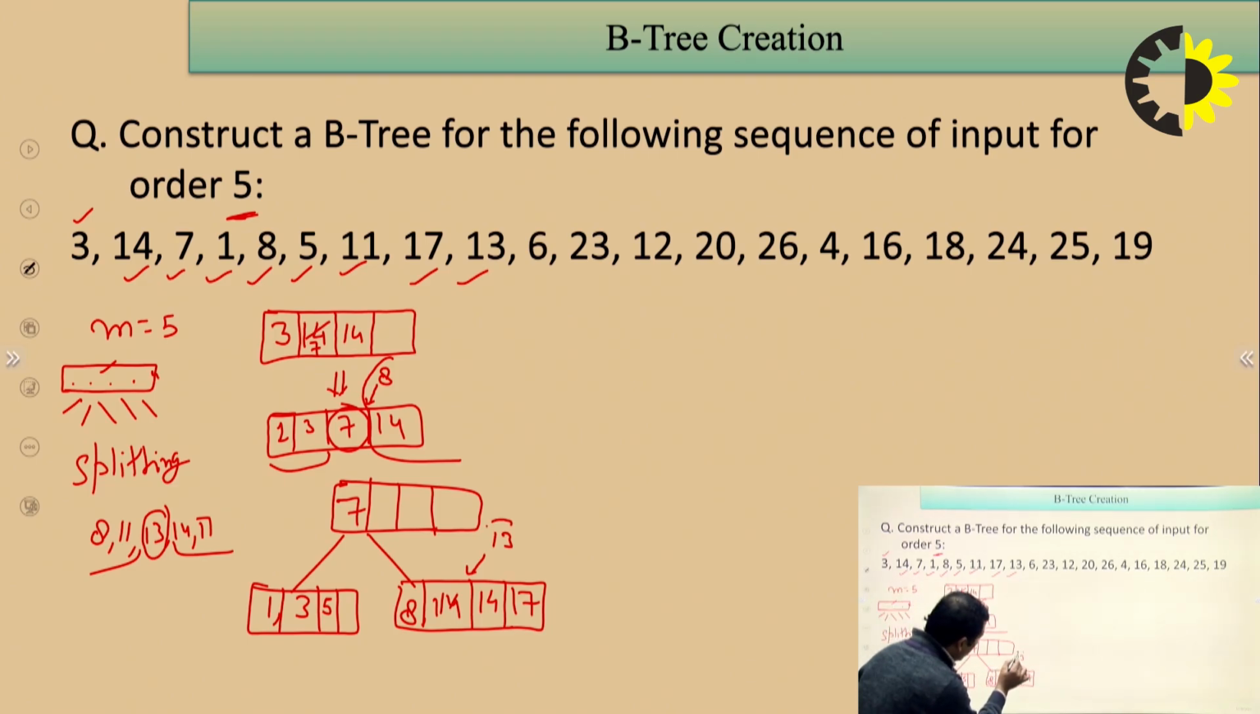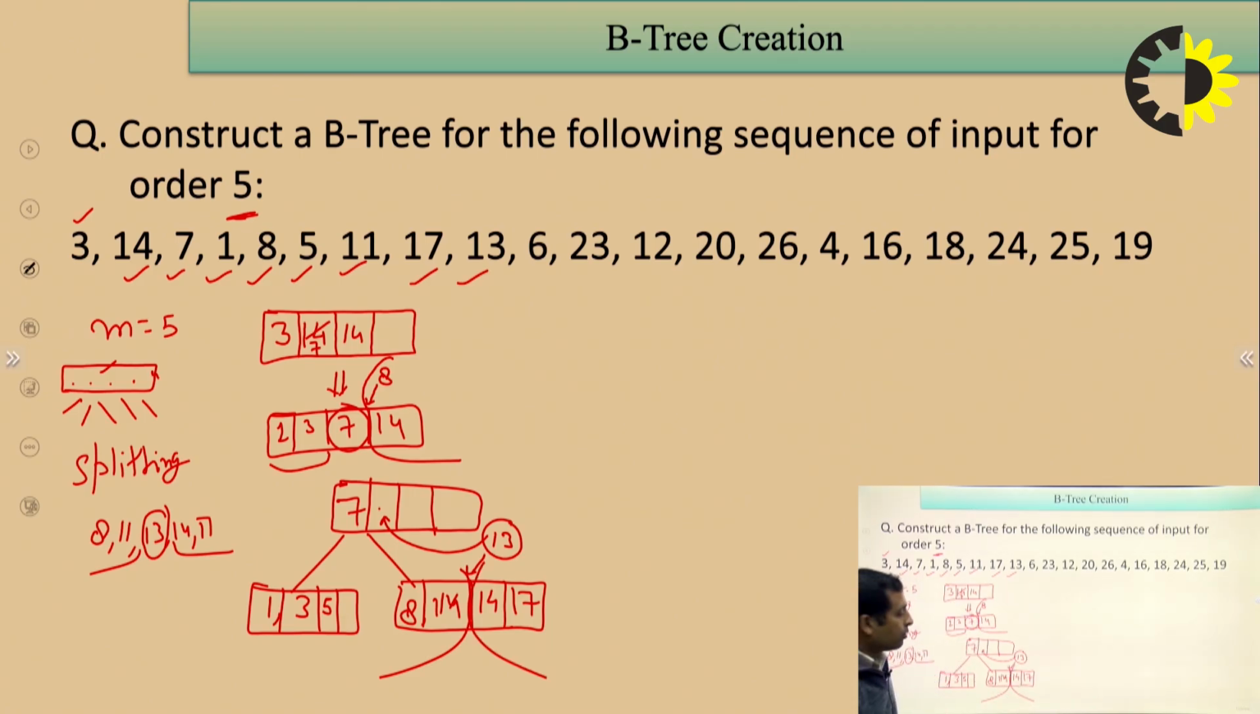Now, the splitting point is 13, and this particular 13 will go upward. In the upward node, there is a space. So, keep this 13 here and split this particular node into 2 parts, left and right. Our tree now becomes just like this.